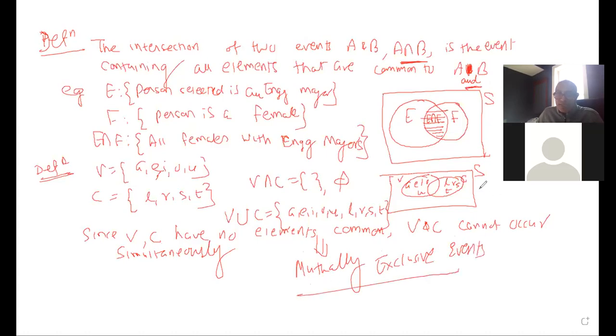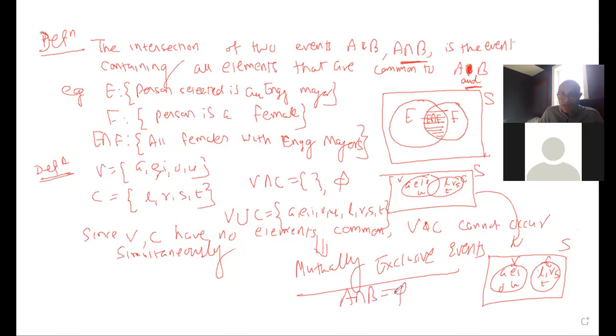Mutually exclusive events. That's why the overlapping picture is not the proper one here. It is better to define these two sets separately, V and C, A, E, I, O, U and L, R, S, T, because nothing is common between them. So V intersection C is naturally the empty set. The union is this one, but they are mutually exclusive. Mutually exclusive means A intersection B is the empty set. Here, V intersection C is equal to the empty set.